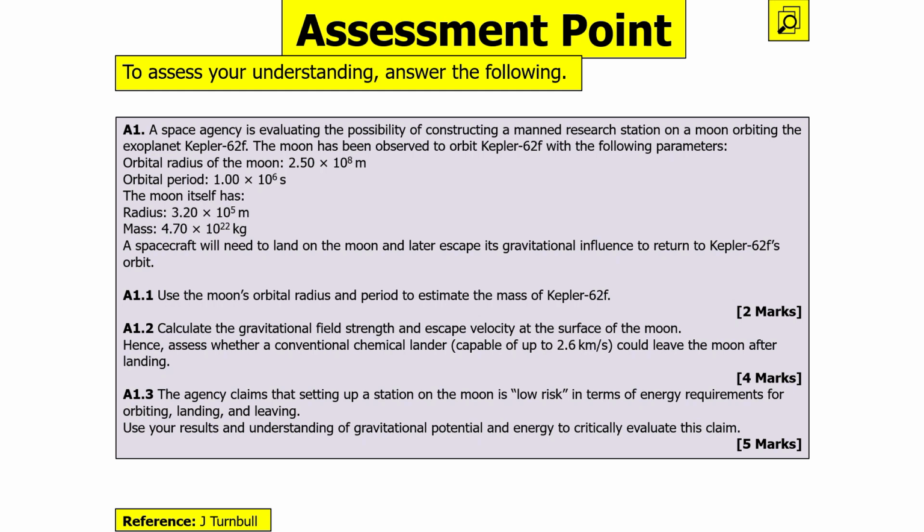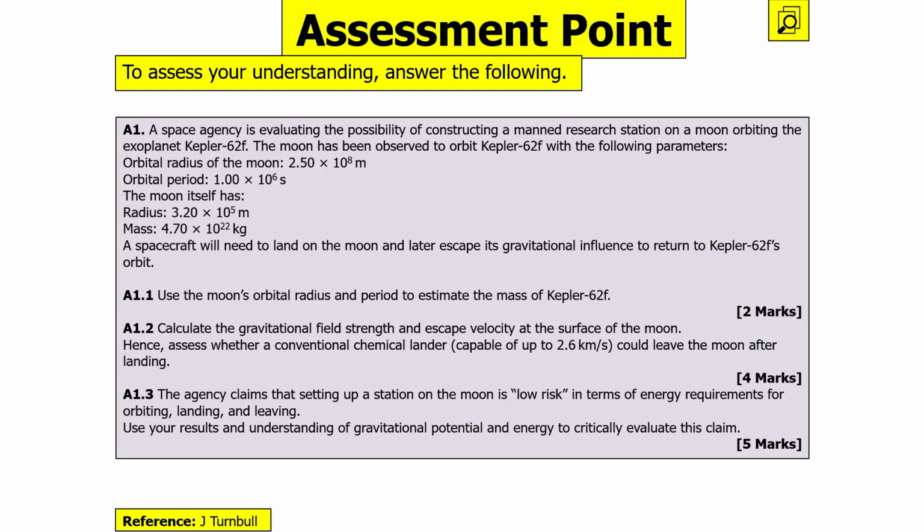A space agency is evaluating the possibility of constructing a manned research station on a moon orbiting the exoplanet Kepler-62f. The moon has been observed to orbit Kepler-62f with the following parameters. Orbital radius of the moon is 2.5 times 10 to the 8 meters. The orbital period is 1 times 10 to the 6 seconds. The moon itself has a radius of 3.2 times 10 to the 5 meters and a mass of 4.70 times 10 to the 22 kilograms.